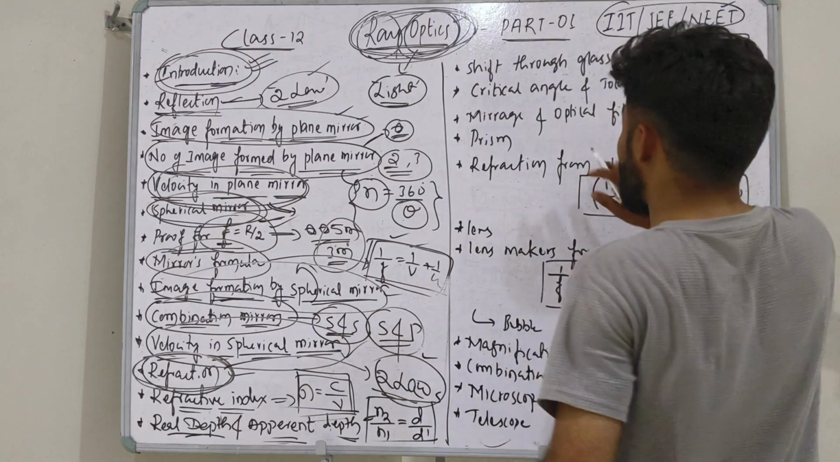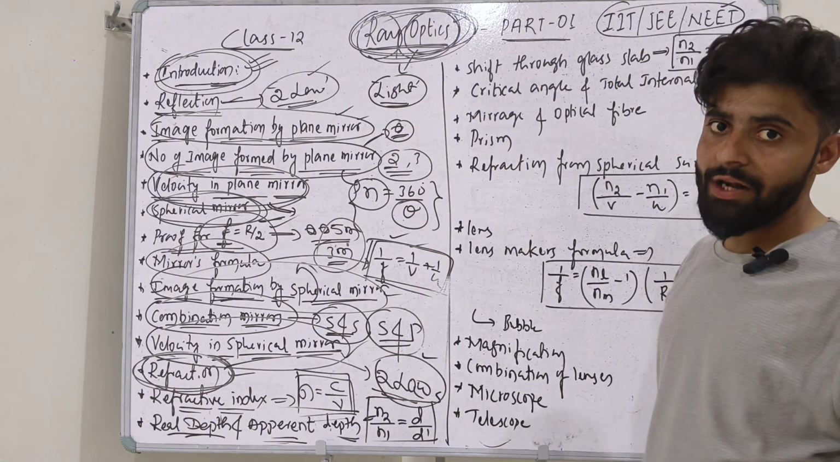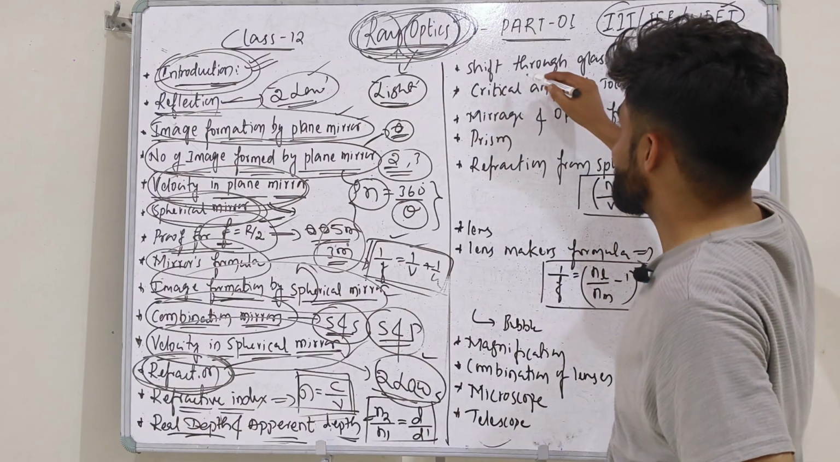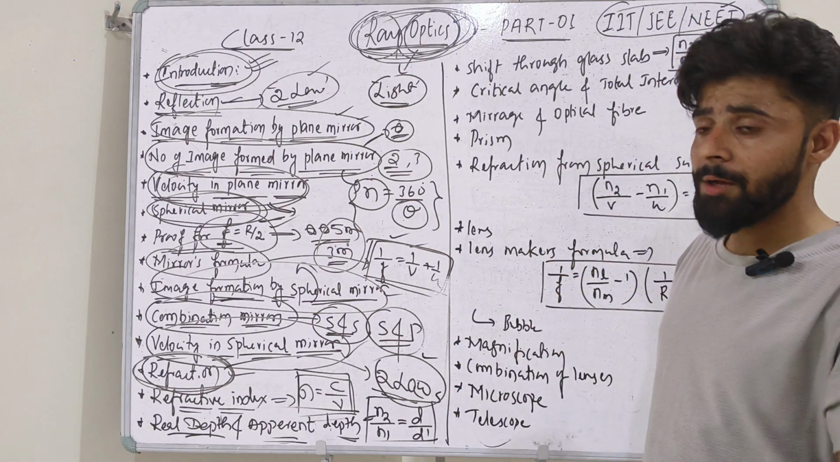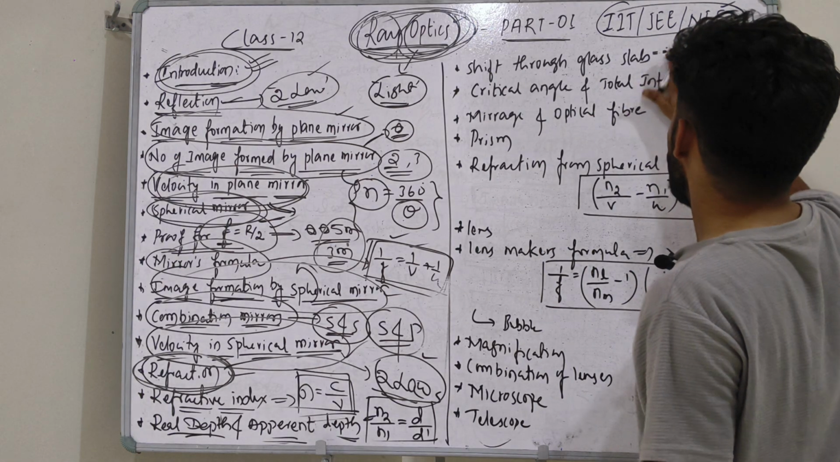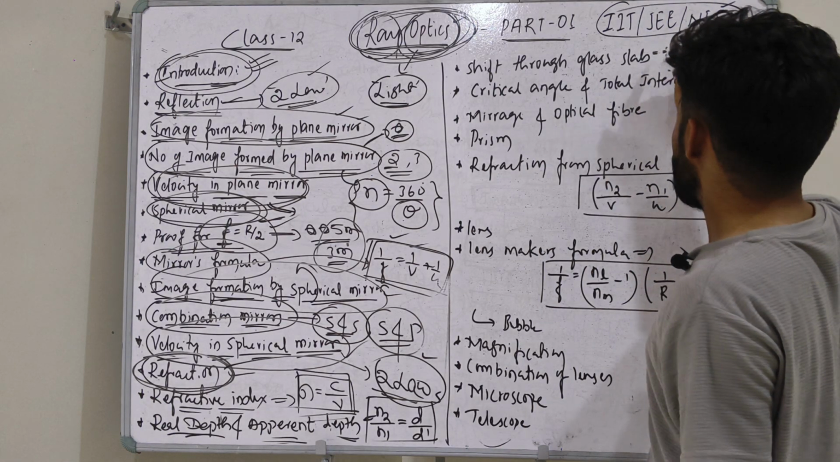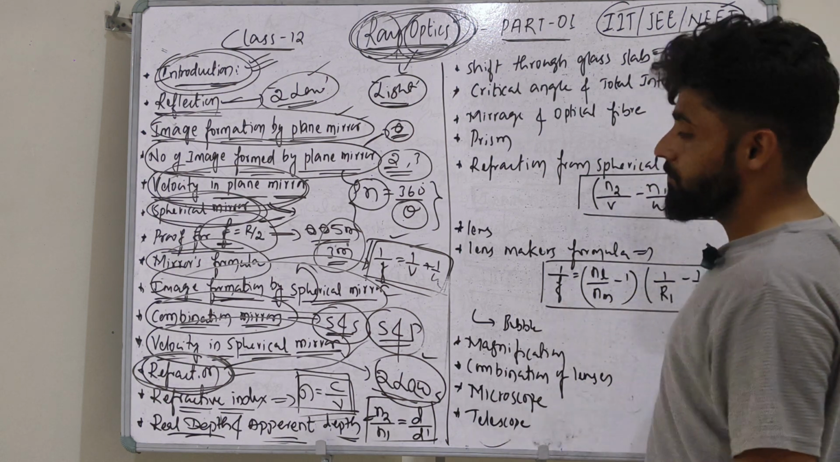Derive madam. After that, shifting through the glass slab or the rectangular glass slab, it is also called dual refraction. Dual refraction derive ಮಾಡೋಣ, the final conclusion for this concept is that the emergent ray and incident ray are parallel to each other.